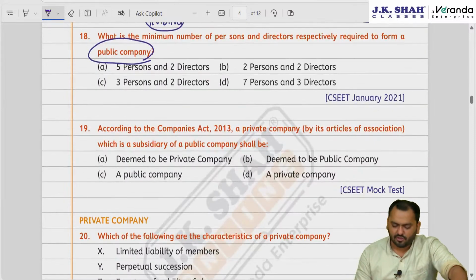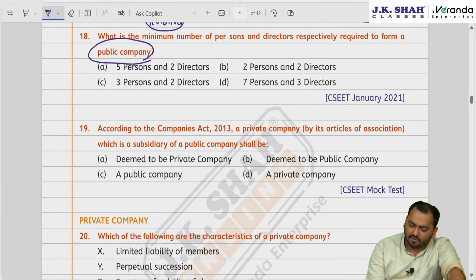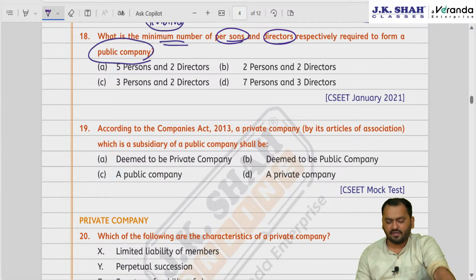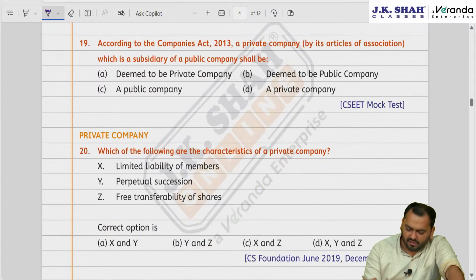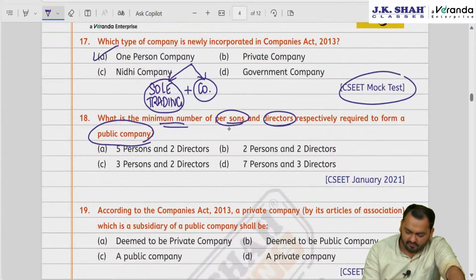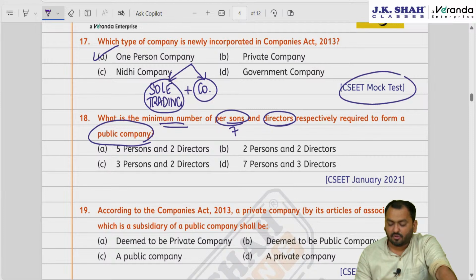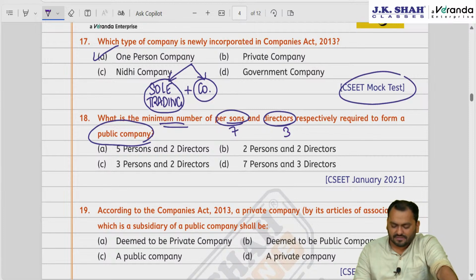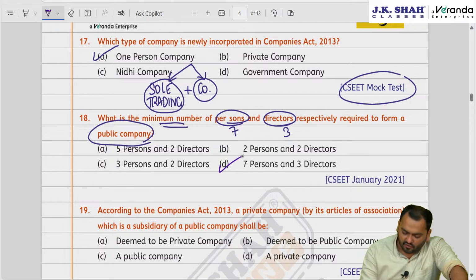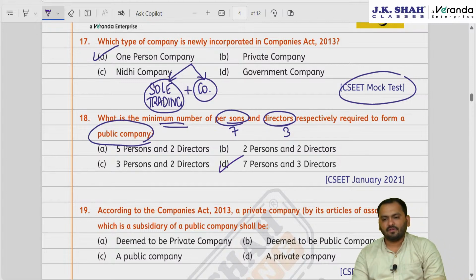So here we come back to the question. They are asking about the minimum number of persons as well as directors in a public company. For a public company, the minimum number of members required is 7, and the minimum number of directors required is 3. Just now we have done this. So 7 and 3, option D is your answer. I hope this is clear to everybody.